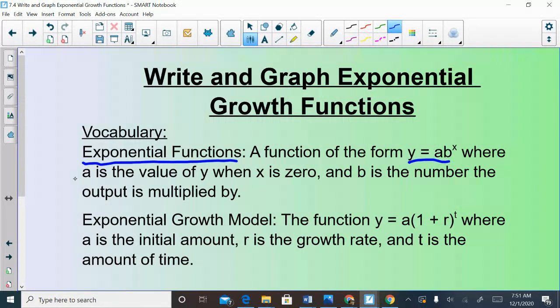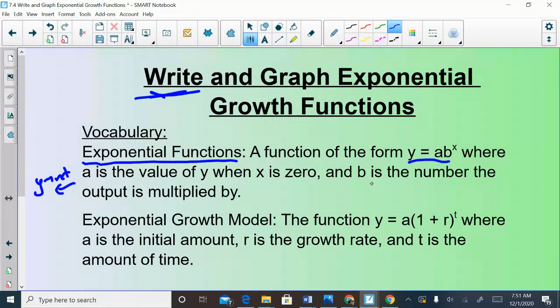A is the y-intercept. That's a critical idea for you because you are going to be responsible, as the name says, for writing exponential functions. So you are going to need to pick out the a and pick out the b and put them in, and then you're done. A is going to be the value of y when x is 0.